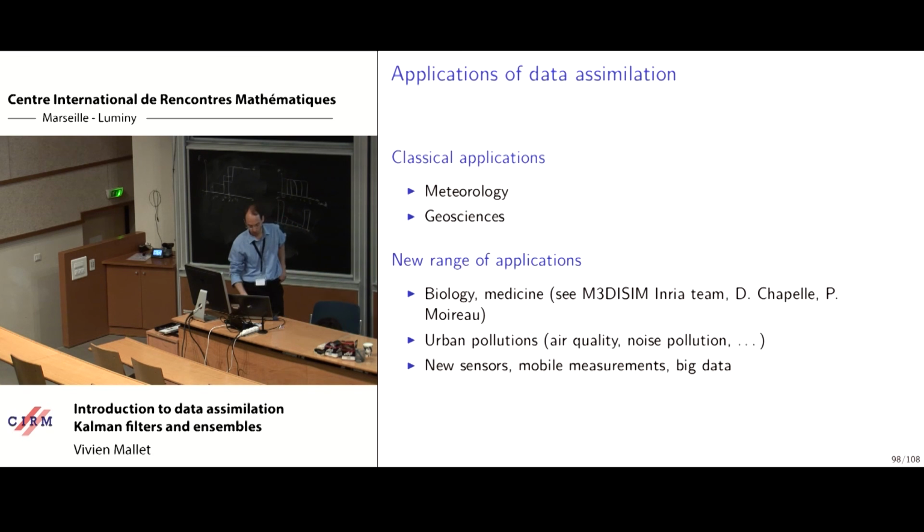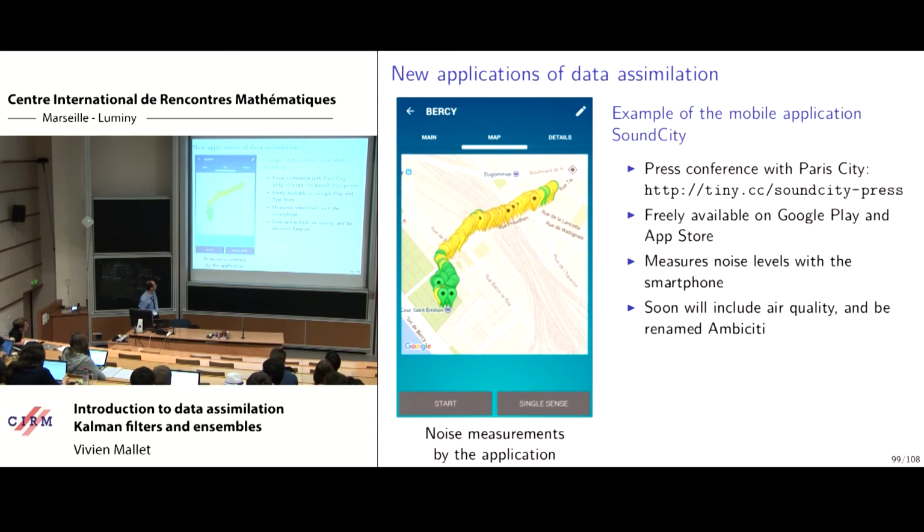I'm going to illustrate a bit with that. So that's an example of things that are going on. We have a mobile application which is called Sound City. It's going to be renamed Ambicity because it's going to go further than the sound or the noise issue. But it was released with the city of Paris during a press conference. So people are interested in these kinds of things.